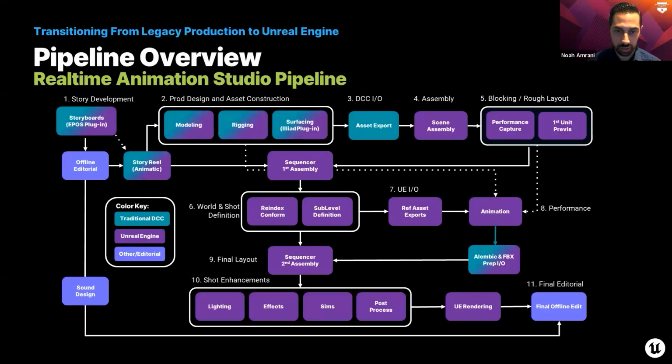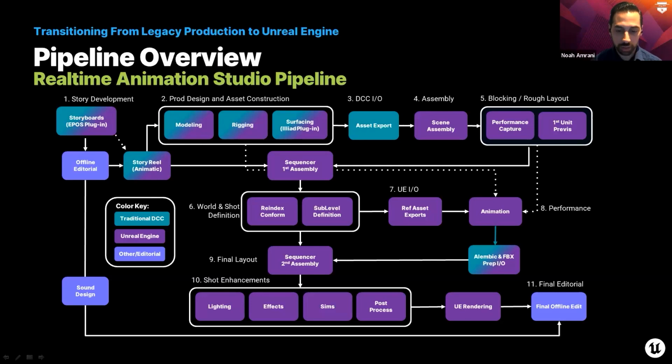Now, in this graph, just so you can see, there are a couple colors here. Basically, there's a little color key. If you look at the teal color, that's what is represented as the traditional DCC application applying some kind of solution for each of those different parts within the pipeline. Anything that's purple is where Unreal is interacting or being used and involved within the pipeline. So it represents that aspect getting involved more.